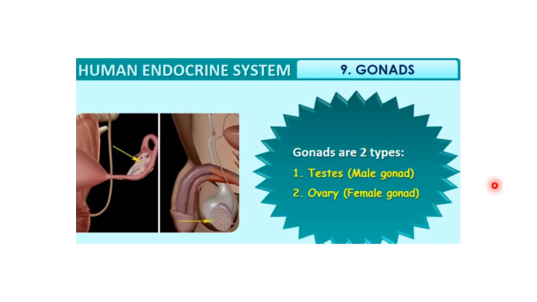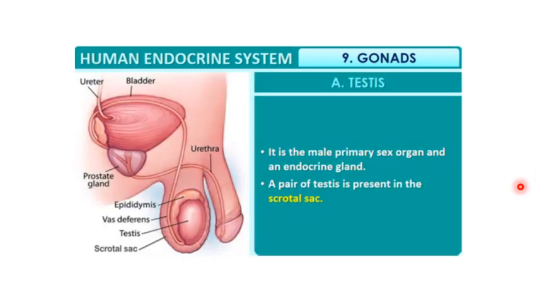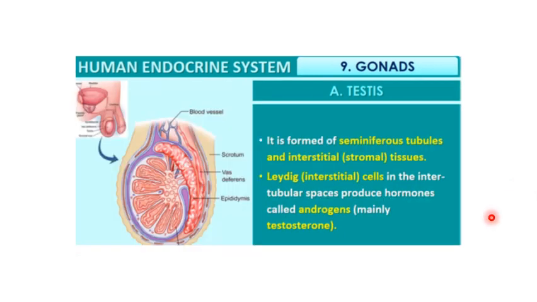Gonads are of two types, male and female. The male is testes, the female is the ovary. Testes is the male primary sex organ and an endocrine gland. A pair of testes is present in the scrotal sac. It is formed of seminiferous tubules and interstitial tissues.